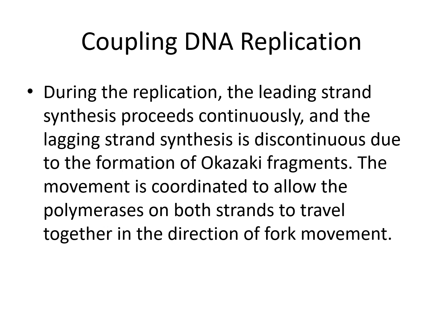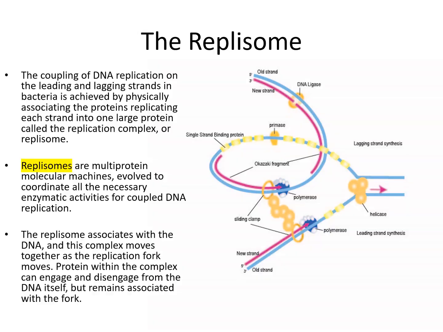As we mentioned, in DNA replication we have the leading strand and the lagging strand. Although, if you look at the detail, they synthesize DNA in different directions. However, overall, DNA replication is coupled. Therefore, they will move in the same direction, following the 5' to 3' of the leading strand DNA. The movement is coordinated to allow the polymerases on both strands to travel together in the direction of the replication fork movement.